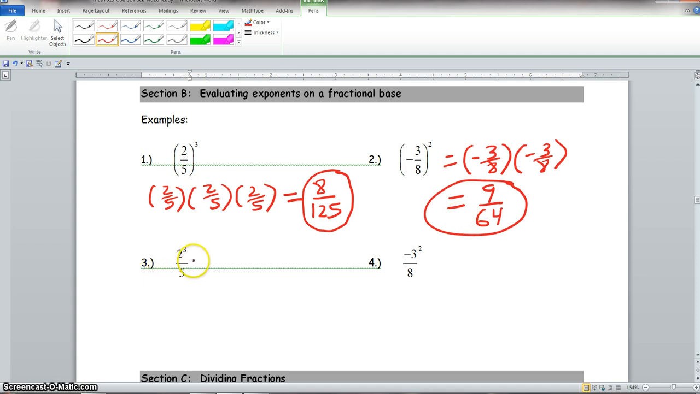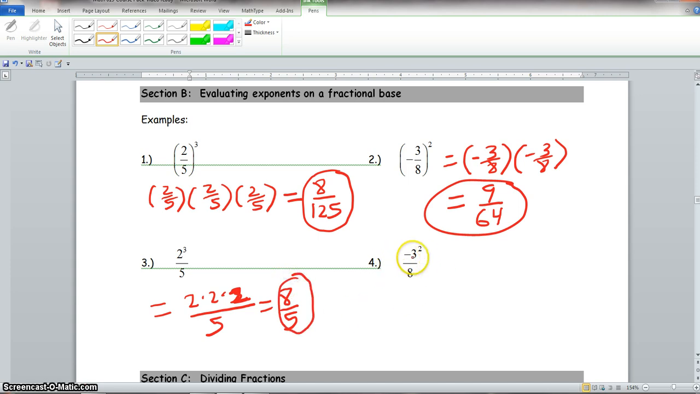Now we come here to number 3. We add 2 to the third power over 5. Now this is not in parentheses, but the only thing taken to the exponent is the 2. So we need to do that first. 2 to the third power is 2 times 2 times 2, all over 5. 2 times 2 times 2 would give us 8 over 5. And we know 8 and 5 has nothing in common, so this is our final answer.